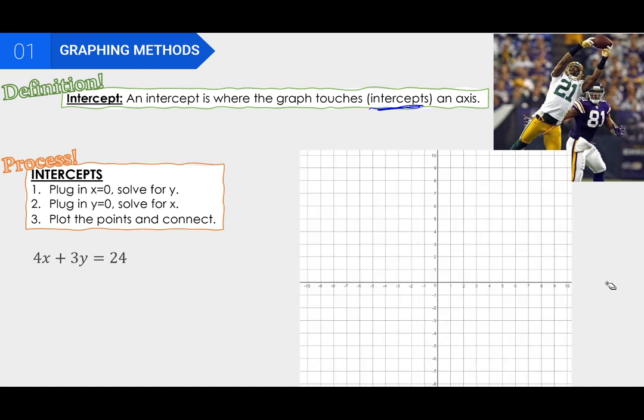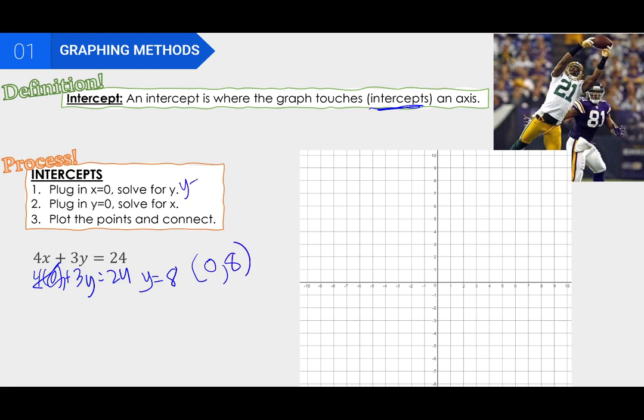Right, 4x plus 3y equals 24. First, plug in 0 for x. I told you I love plugging in 0. It just makes that part of the equation go away. 3y equals 24 divided by... oops, not by y, by 3. So y equals 8. Okay, so that is my y-intercept, (0, 8).